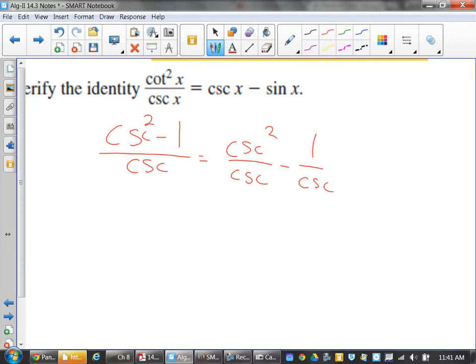And now, what happens? This drops to that, and I get... That drops to that. And I get cosecant minus sine. It's verified. When did we turn cotangent squared into cosecant? Right here. It's one of our identities. Oh, duh.